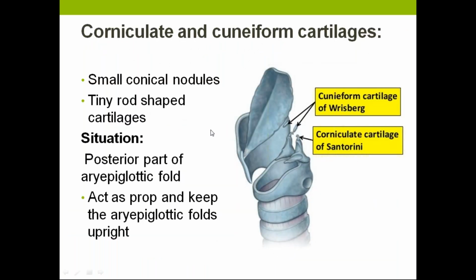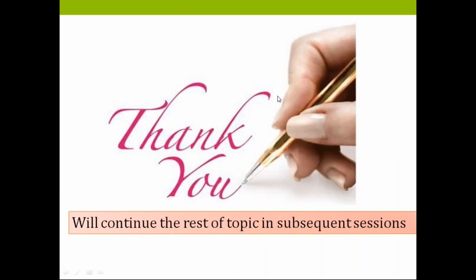Okay, I think you are clear with the arytenoid, corniculate and cuneiform cartilages. So now we have seen about the cartilages of the larynx. Three paired are arytenoid, corniculate, and cuneiform. Unpaired cartilages are thyroid, cricoid, and epiglottis. So with this, I'll finish the class.